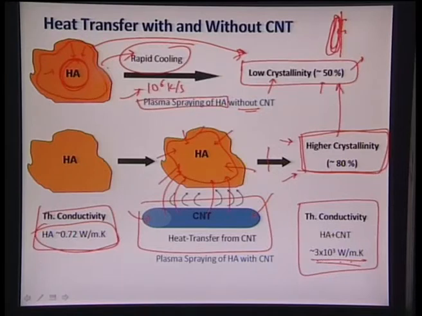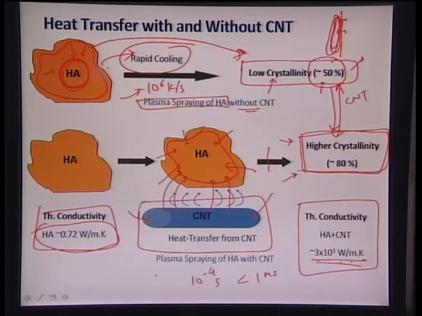So we can see this difference, that CNT is inducing this crystalline effect and increases it from around 50% to approximately 80%, and this is all happening during the plasma spraying of hydroxyapatite. The duration is less than a millisecond, a few microseconds at most. The dwell time of this particular particle in the plasma plume is around 10 power minus 4 seconds. So it is less than a millisecond. That is the duration of time we are talking about here.